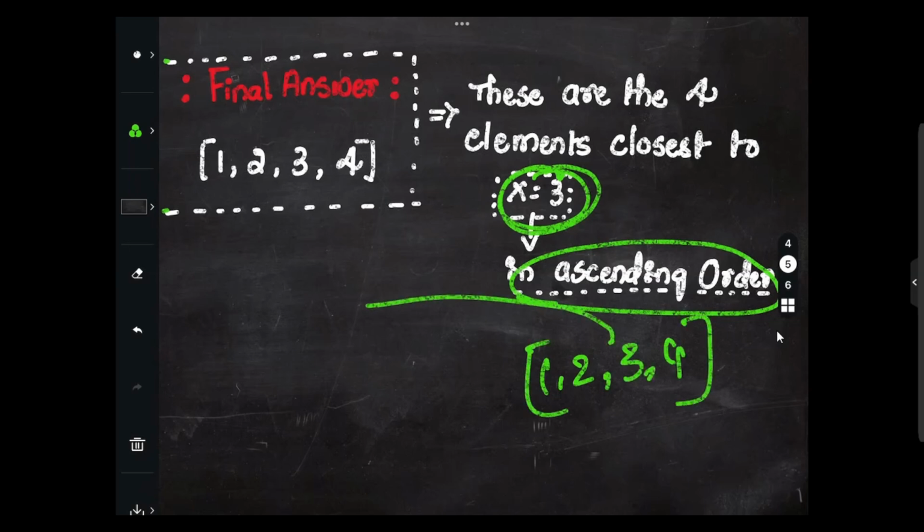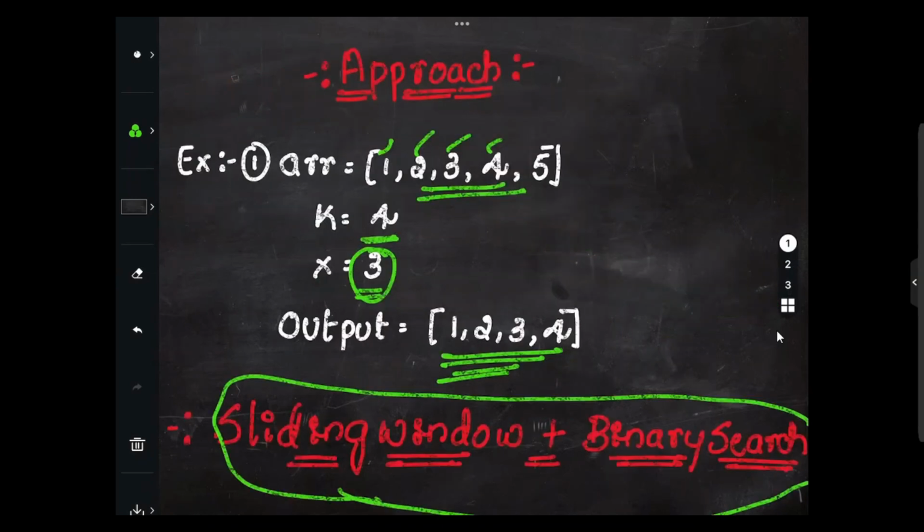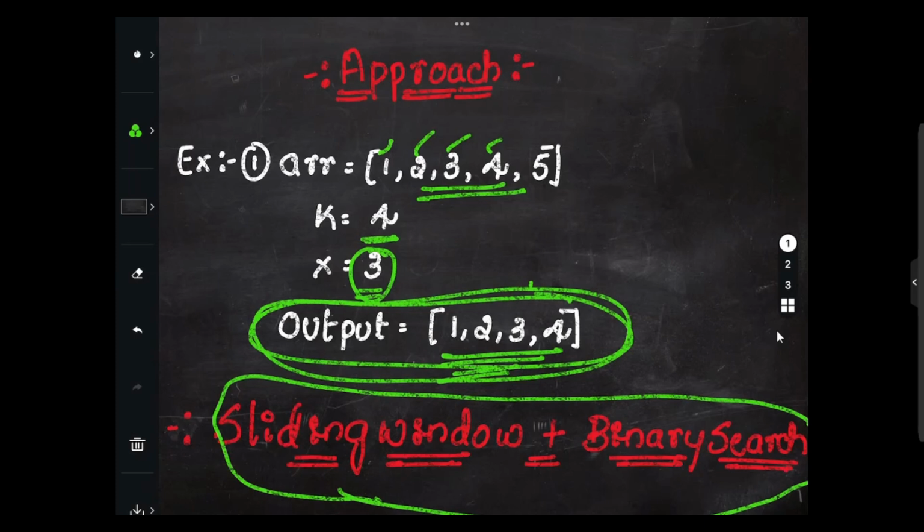So this itself we will return in the form of output. The output that we got here is 1, comma 2, comma 3, and 4, which is equivalent to the output that they have given for example one in the question. So our approach works absolutely correct here, right?